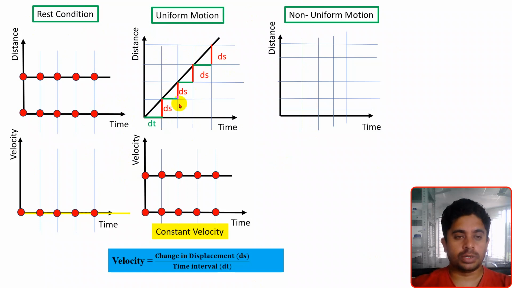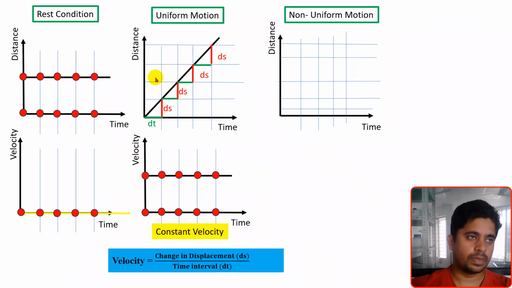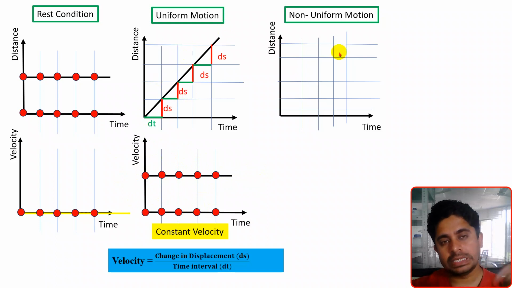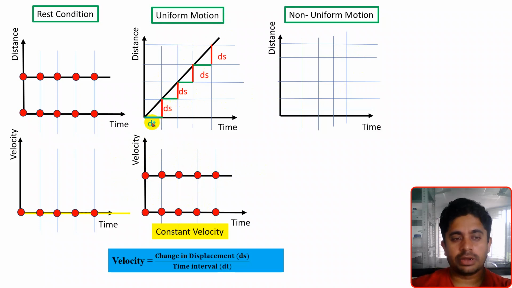As we have studied in uniform motion, the ds divided by dt ratio, meaning change in distance divided by change in time, that ratio or the slope of this line remains constant throughout the journey. Here the slope of the line is constant, or in this v-t graph the value of the velocity is constant. That we have studied. In non-uniform motion, the basic difference is that the ratio of change in distance divided by change in time is not the same throughout the journey. It is changing, it is varying.